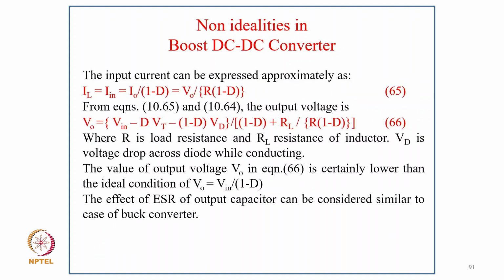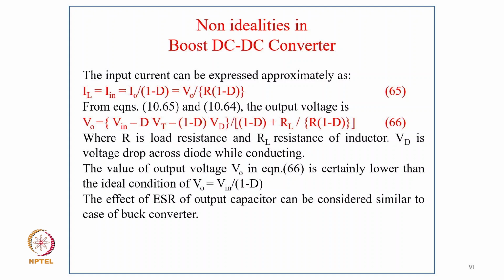So you can say the input current can be expressed approximately as IL equal to Io upon 1 minus D, or V upon R(1 minus D). So from these equations, the output voltage equals Vin minus D VT minus (1 minus D) VD, divided by (1 minus D) plus RL divided by R(1 minus D).